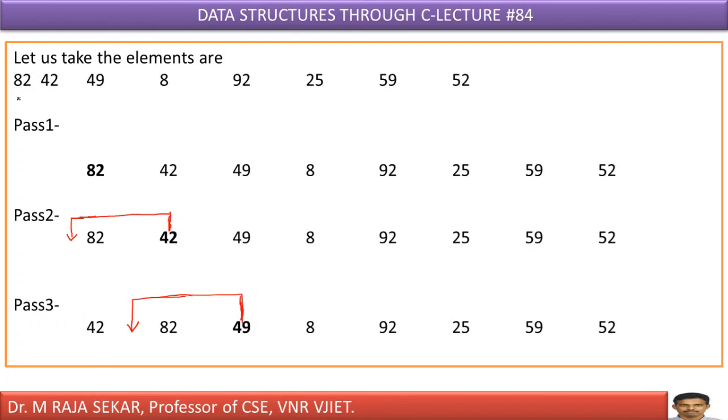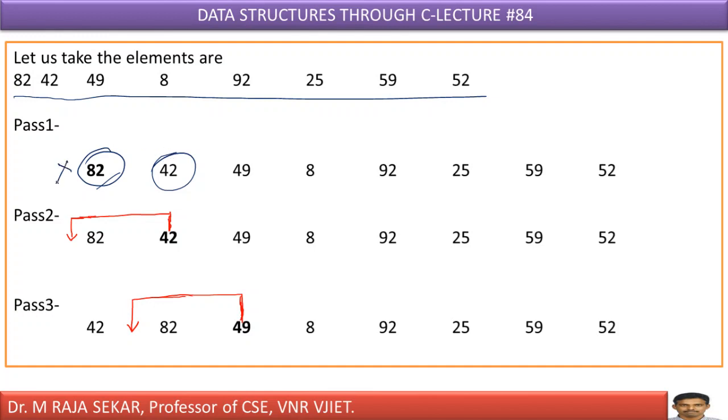Let me consider these elements: 82, 42, 49, 8, 92, 25, 59, 52. First 82, this is ARR 0. ARR 0 is in its proper place, being the first element. That's what the algorithm says. Now this is ARR 1. How many possibilities are there for this particular element? Either I can keep it here or I can keep it here. As 42 is less than 82, I must insert 42 before 82, isn't it?